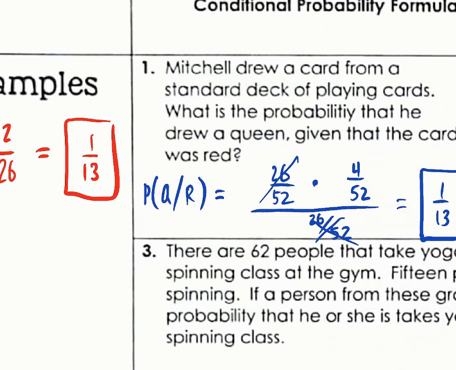Now, that standard way of finding your conditional probability will always work. But this is what's happening. Your bottom number is getting narrowed by the given that. Instead of looking at 52 cards, I'm only looking at the red ones, 26 of them. Out of those 26, there's only 2 queens. So it's 2 out of 26, which reduces down to 1 over 13.